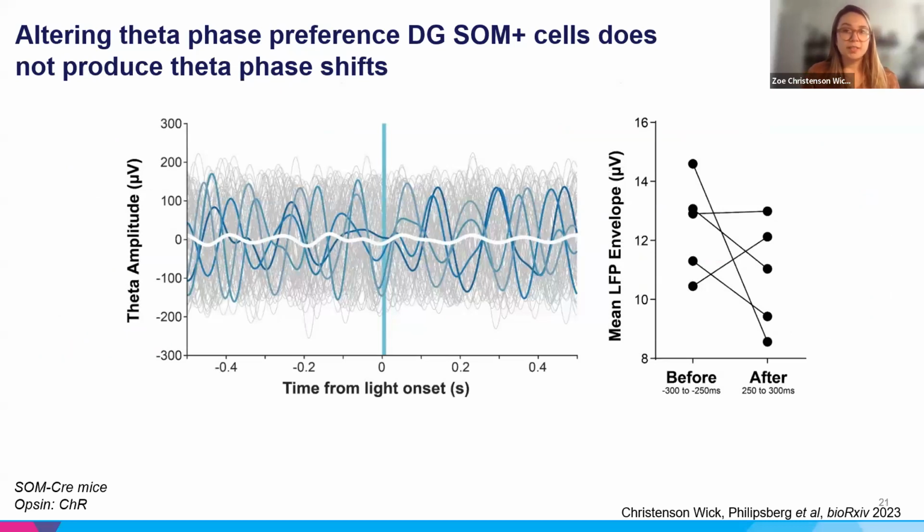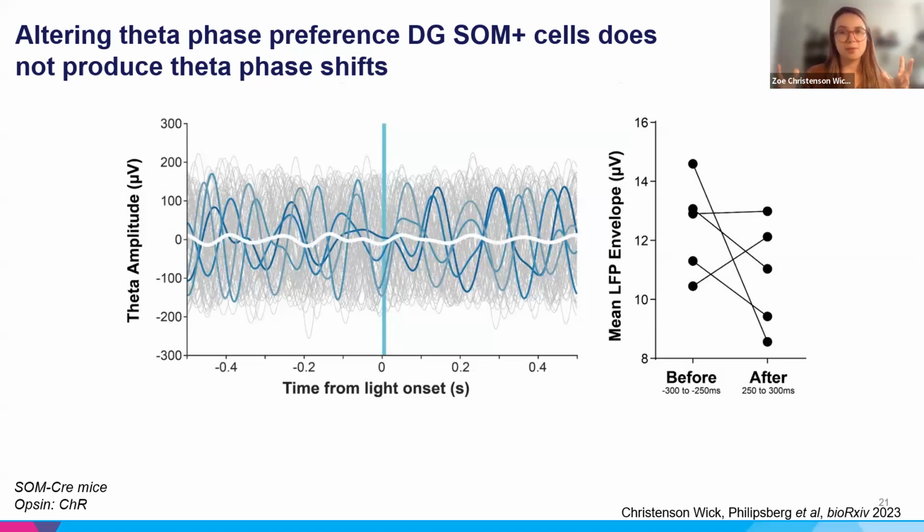Finally, I wanted to see if these manipulations might be shifting the theta phase, as this is something that I know other inhibitory neurons are capable of doing. And also, if we were shifting the theta phase, it would drastically impact our ability to detect theta in real time. So to test this, I aligned the reference layer LFP to 110 millisecond light pulses and then averaged the traces together and measured the mean LFP envelope in the period before light onset to the period after light onset.